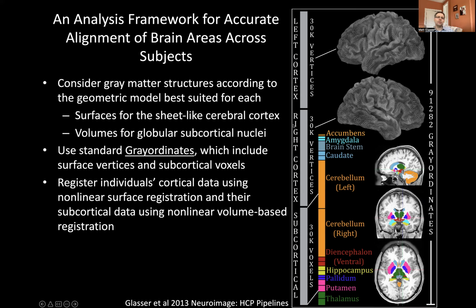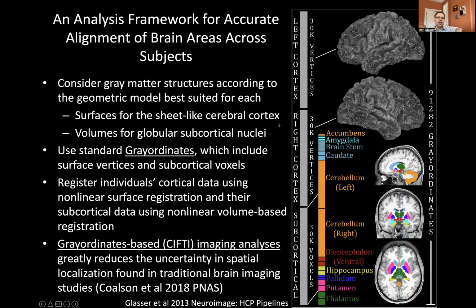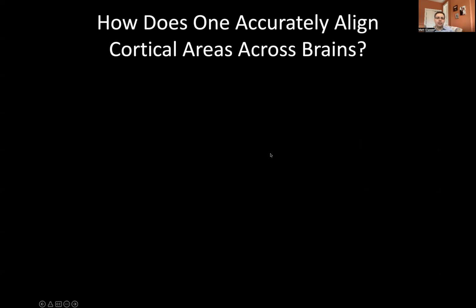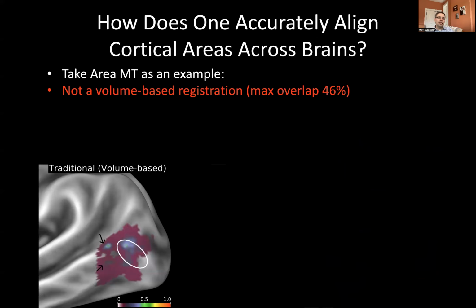So we're going to register individuals' cortical data using nonlinear surface registration and their subcortical data using nonlinear volume registration. And CIFTI grayordinate-based imaging analysis greatly reduces the uncertainty in spatial localization that's found in traditional brain imaging studies. Just as an example of this, we can take area MT and see what happens if we align it with a volume-based registration. Doesn't work very well. We've got two hotspots of probability for area MT and kind of a blurry mess. Our overlap is less than 50%.